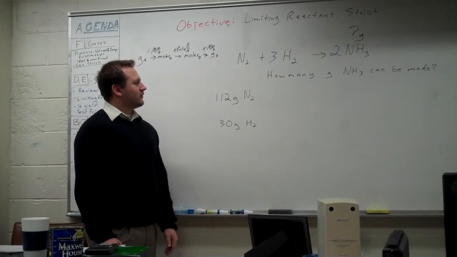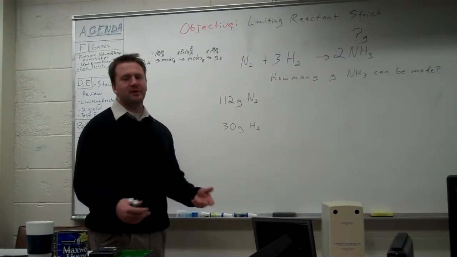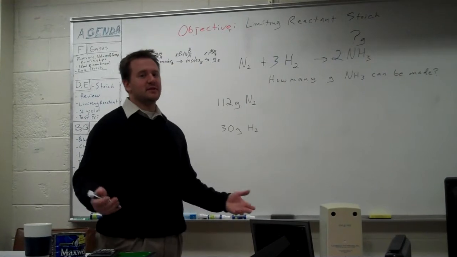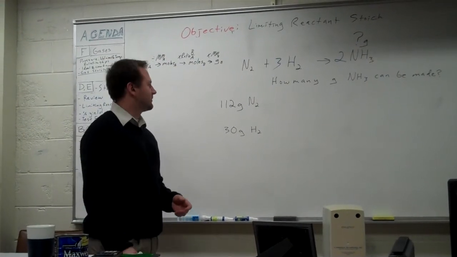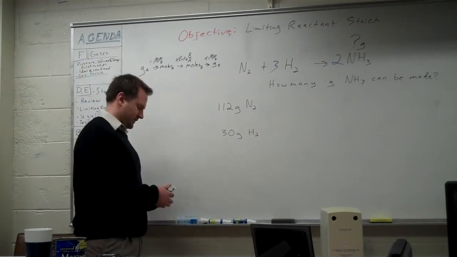Now, what we're going to do is find out how much we can make with each one of these and pick the lower number, because we're going to be limited by one of these substances. The other substance will be extra, and we'll deal with that later.